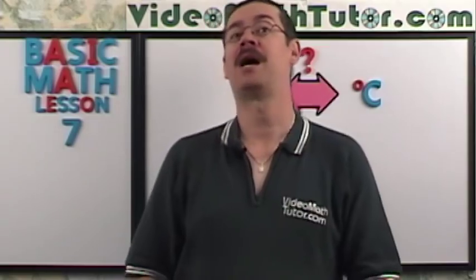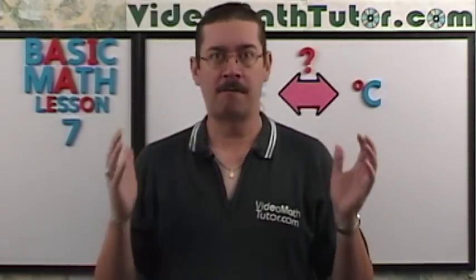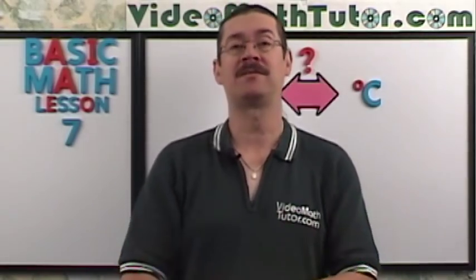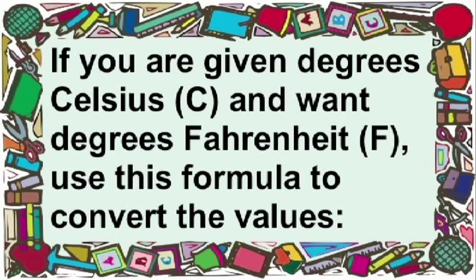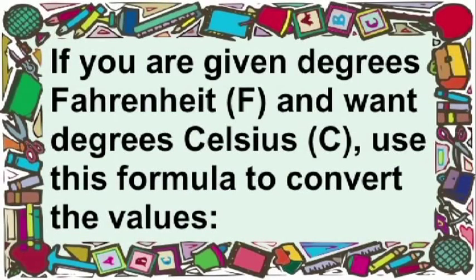Now a question comes up. How do we convert one of these systems to the other? Very easy. We just use a couple formulas. So let's do that next. If you're given degrees Celsius and want degrees Fahrenheit, use this formula to convert the values. If you're given degrees Fahrenheit and want degrees Celsius, use this formula to convert the values.